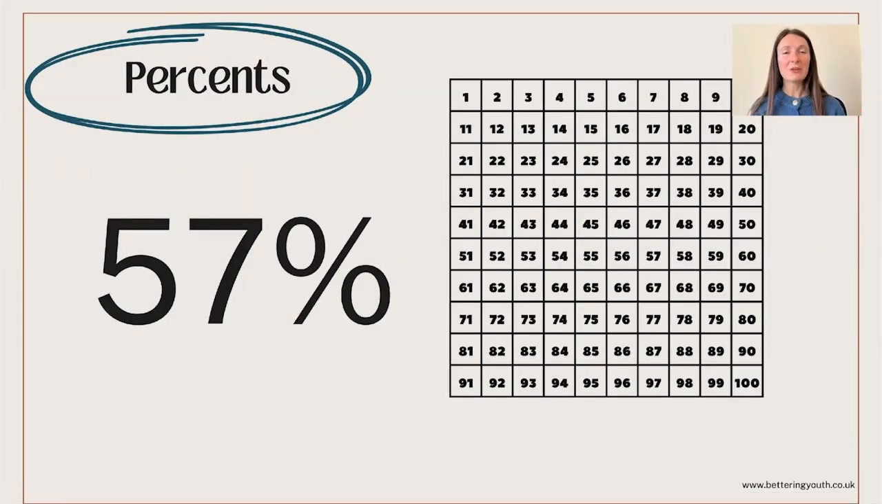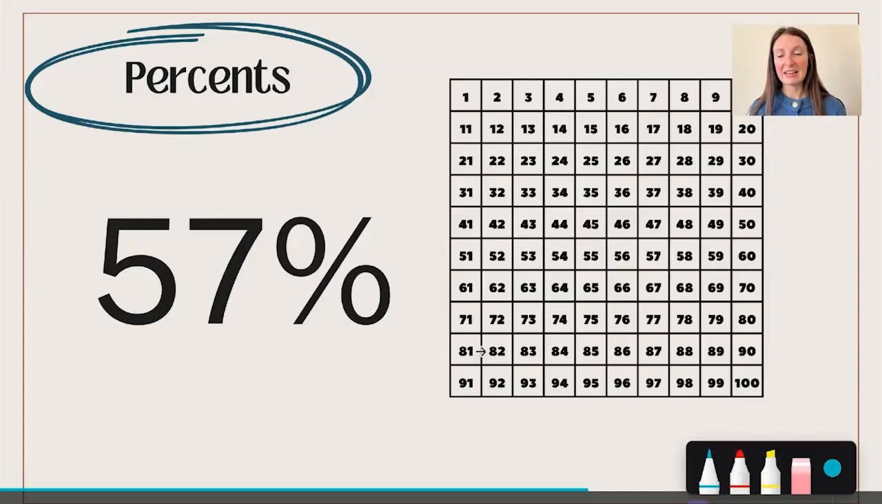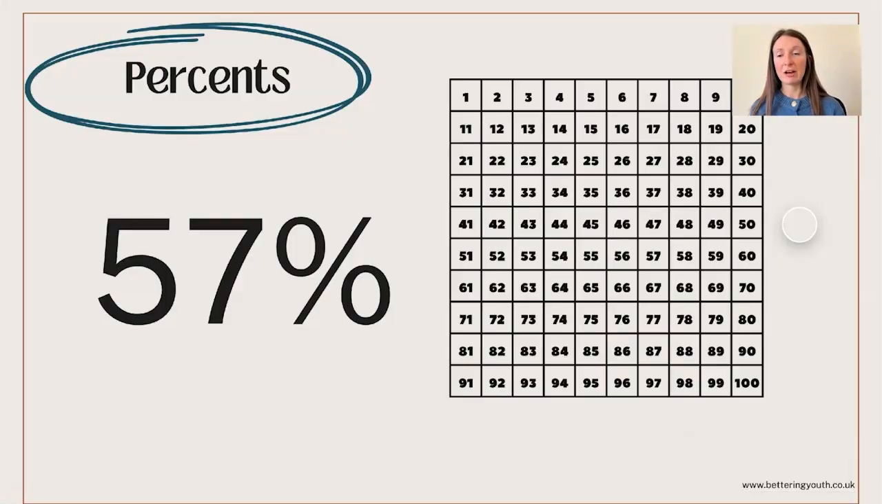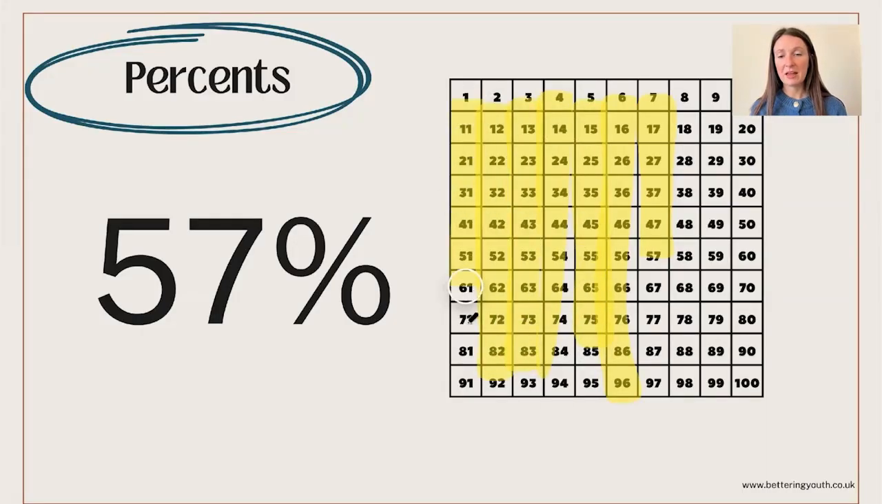So let's make sure we understand our percentages. We see here that percent is written 57%. As I was saying earlier, percentages is per 100. So I have 100 grid squares on the screen. What 57% means is that we have colored in 57 out of the 100 squares available. That is our 57% covered in.